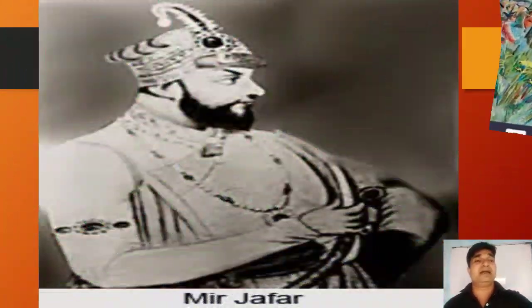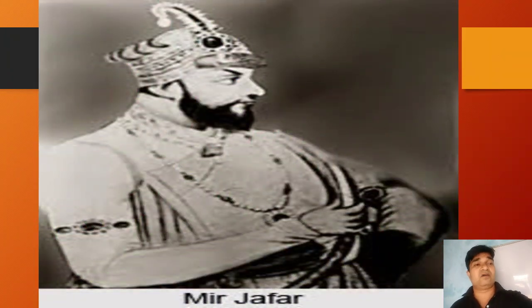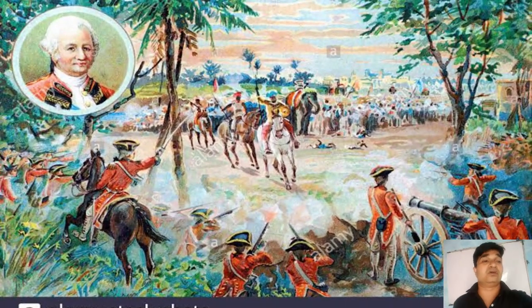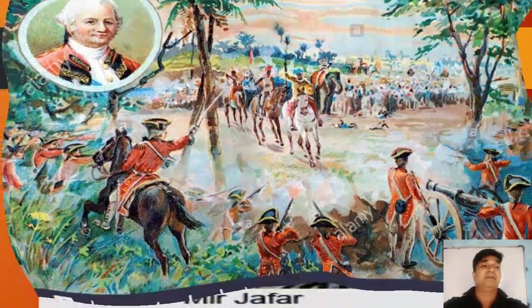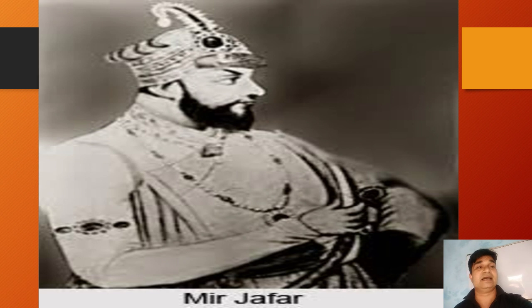The two armies met there. The army of Sirajud-Dowla was a big army, and the army of the Britishers was a small army. So it was natural that Sirajud-Dowla's army was going to win the battle because his army was big. But it did not happen, and the reason for this was the person on your screen. His name is Mir Jafar. He was the commander-in-chief of Sirajud-Dowla.